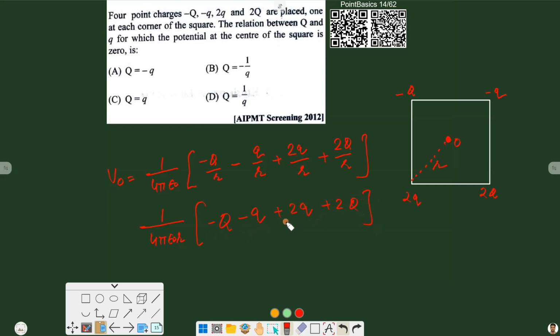So if this potential has to be 0, this whole term should be equal to 0. And for that, this term should be equal to 0, and this will give us plus q. This will also give us plus small q is equal to 0, and q is equal to negative small q. So option A will be the right answer. Moving to next question.